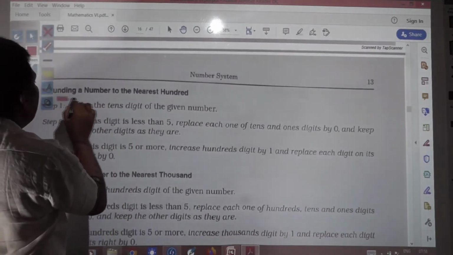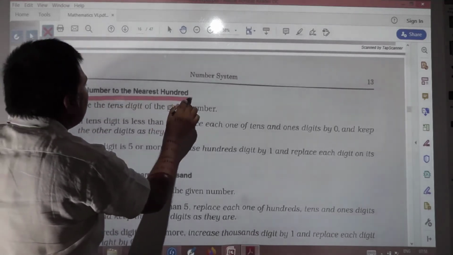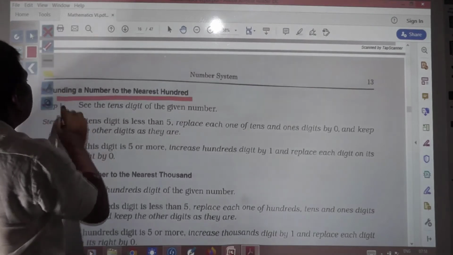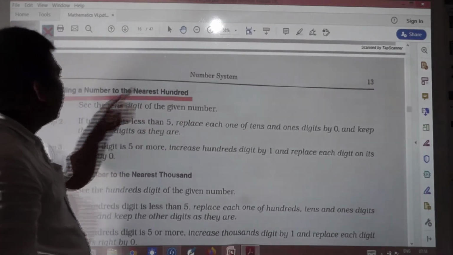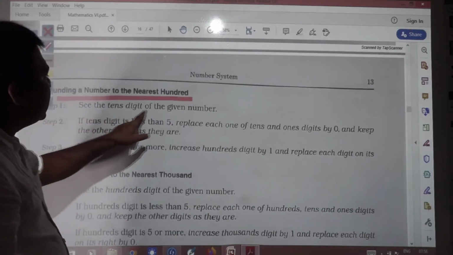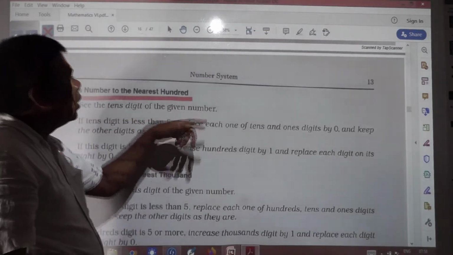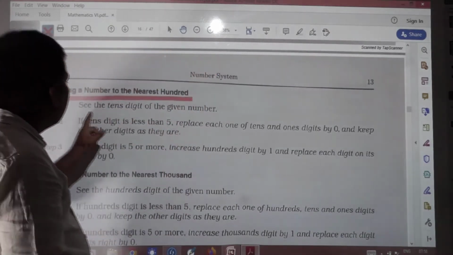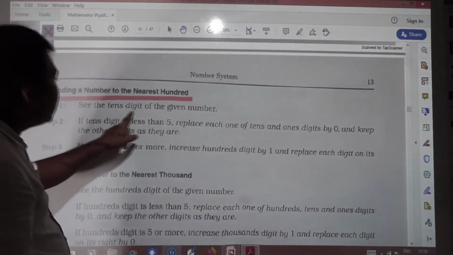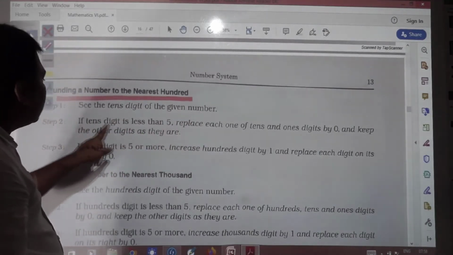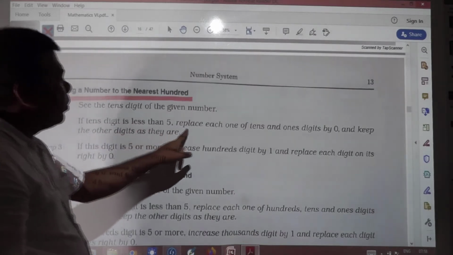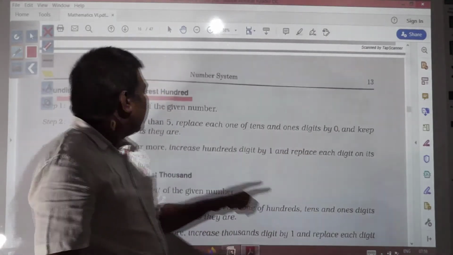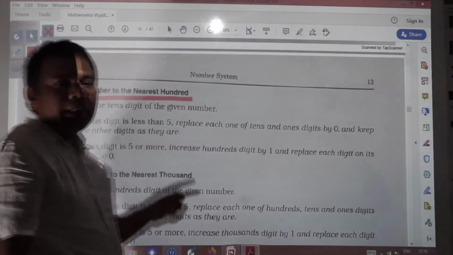Next we have rounding a number to the nearest 100. In this case, what do we do? In the first case, we looked at the ones digit. Here, you need to see the tens digit of the given number. If the tens digit is less than 5, replace each of the tens and ones digits by 0 and keep the other digits as they are.